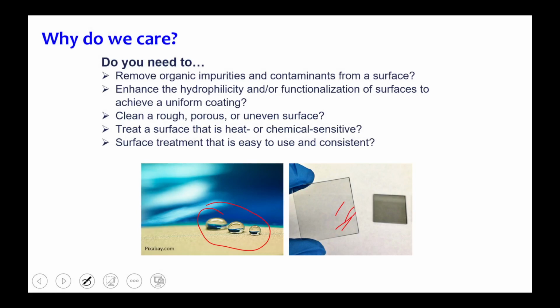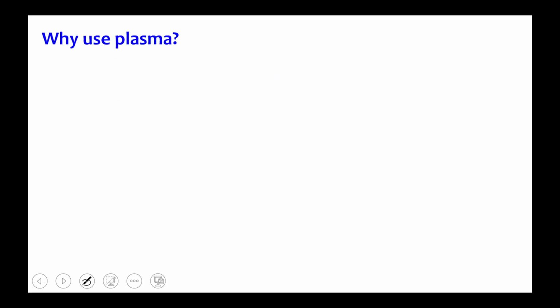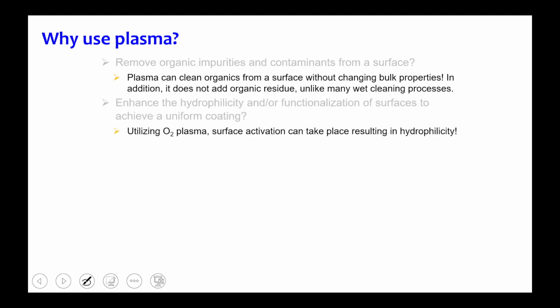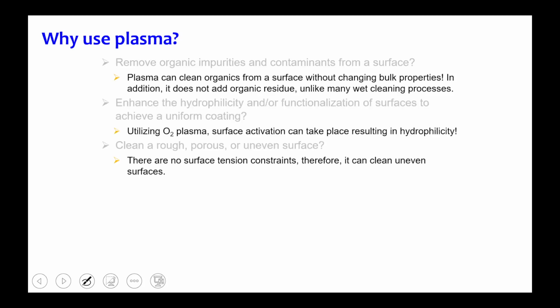So remove contamination, clean rough, porous or uneven surfaces, and treat a surface that is heat or chemically sensitive. It is a surface treatment that is easy to use and consistent. So why do we use plasma? Plasma can clean organic contamination from the surface. Utilizing oxygen plasma, surface activation takes place, resulting in hydrophilicity, making H2O water molecules, and the vacuum pump will suck those molecules out.